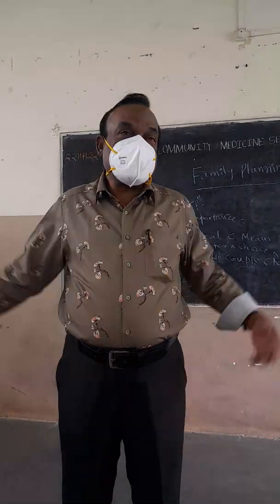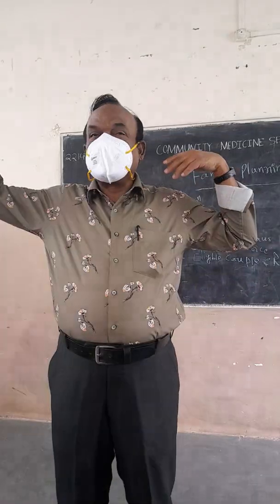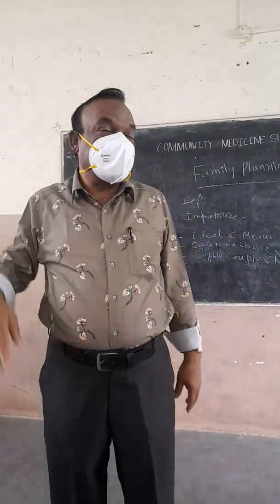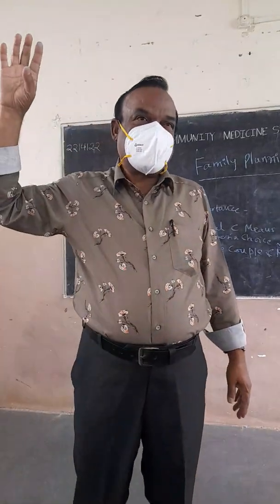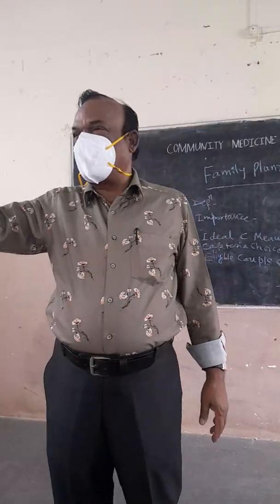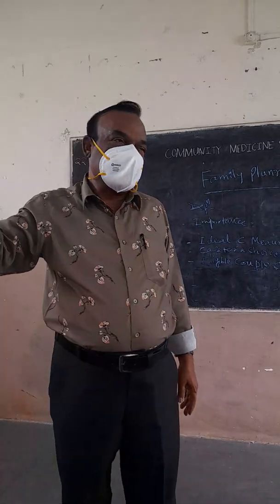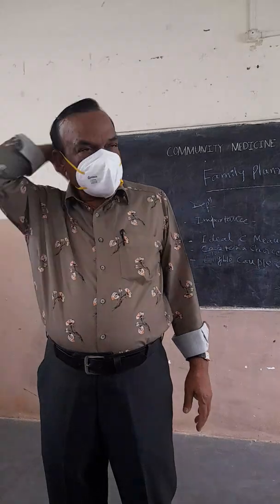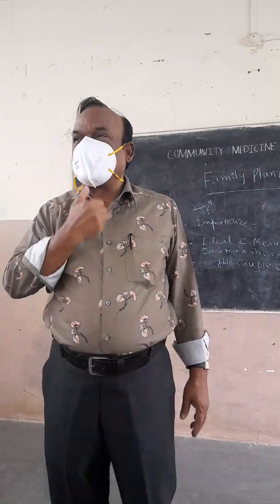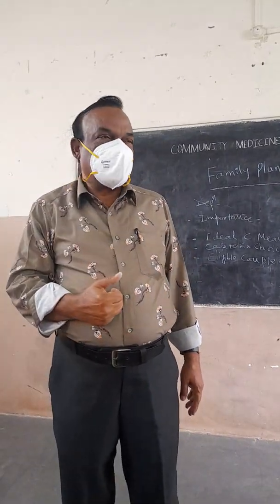The length of the vas deferens is 45 centimeters. There are 4 organs in our body whose length is 45 centimeters. Can anyone tell? Number 1 is the vas deferens. Number 2 is the length of the femur in a 6 feet tall person. Number 3 is the spinal cord. Number 4 is the esophagus. So God is very generous.